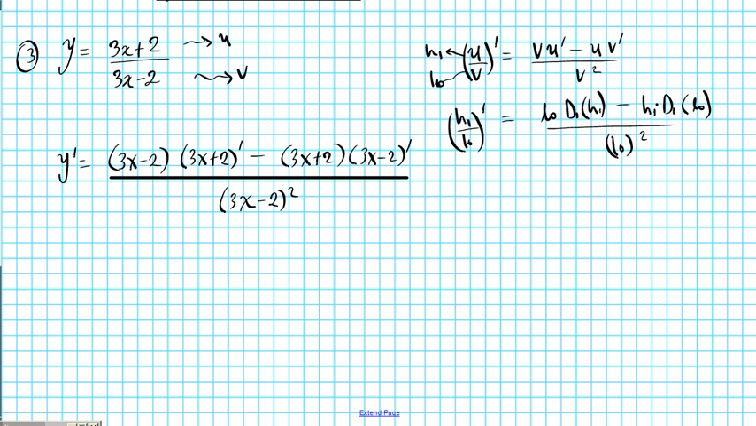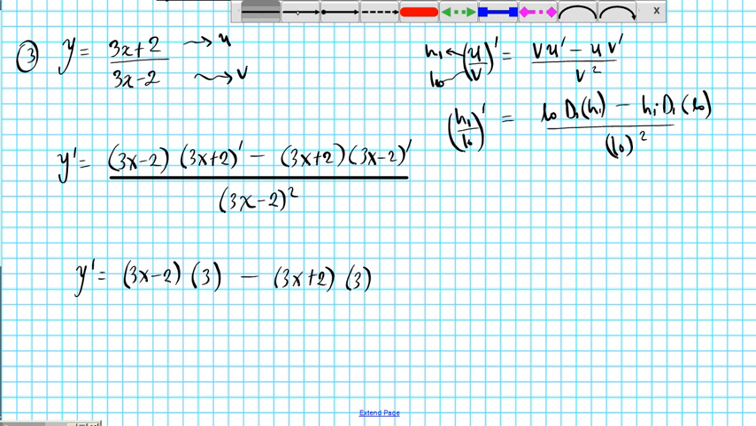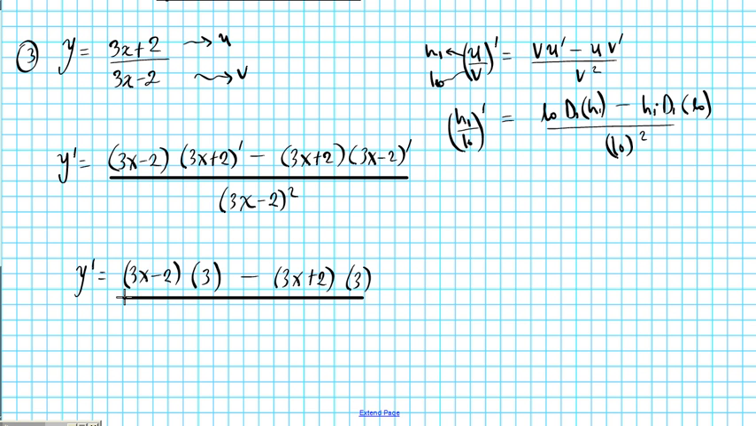Okay, so let's do this. y prime is going to be 3x minus 2 times, and we're going to apply the power rule here. If we do term by term differentiation, the derivative of 3x is just 3, and the derivative of 2 is 0. So this one is just going to be 3. And then minus 3x plus 2. Using the power rule again, the derivative of 3x is just 3, and the derivative of 2 is 0. And then divide that whole thing by 3x minus 2 quantity squared.